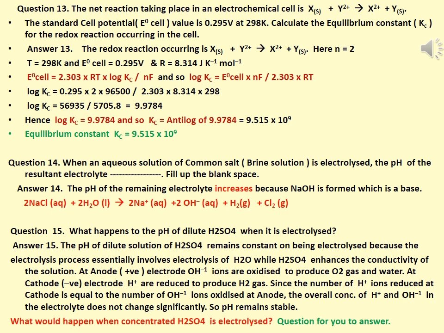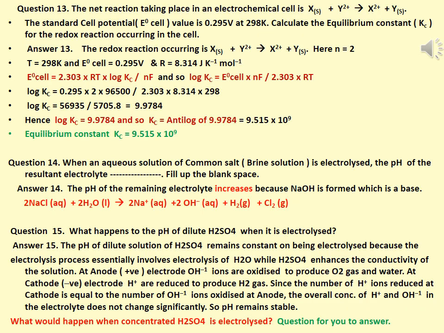Question 15. What happens to the pH of dilute sulfuric acid when it is electrolyzed? The pH of dilute solution of sulfuric acid remains constant on being electrolyzed. Why? Because the electrolysis process essentially involves electrolysis of water, while sulfuric acid just enhances the conductivity of the solution.